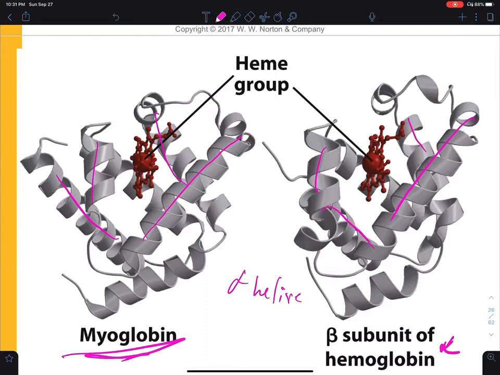You can see some differences. Note here, this alpha helix has one, two, three turns. This one has one, two turns, right? This alpha helix is much longer than this, but essentially we can look at it and see the similarities between these two structures. Both of them grab on to this heme group and use that ability to grab that heme group in order to bind molecular oxygen. So we'll go into the details of that in the next go round.